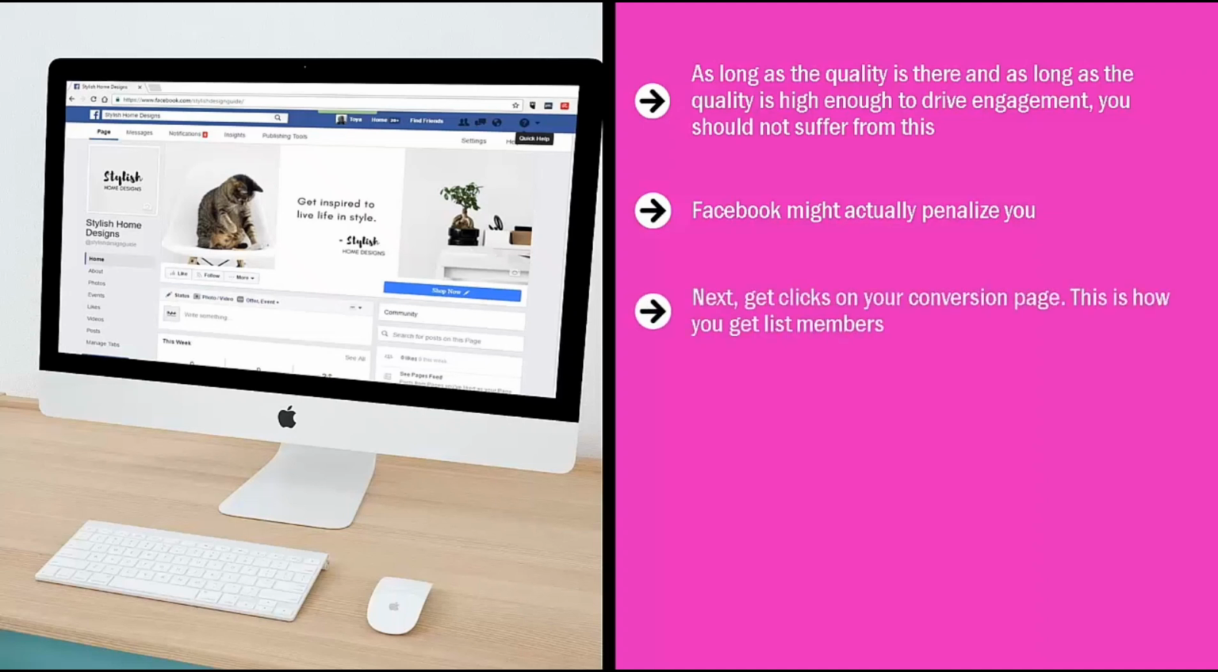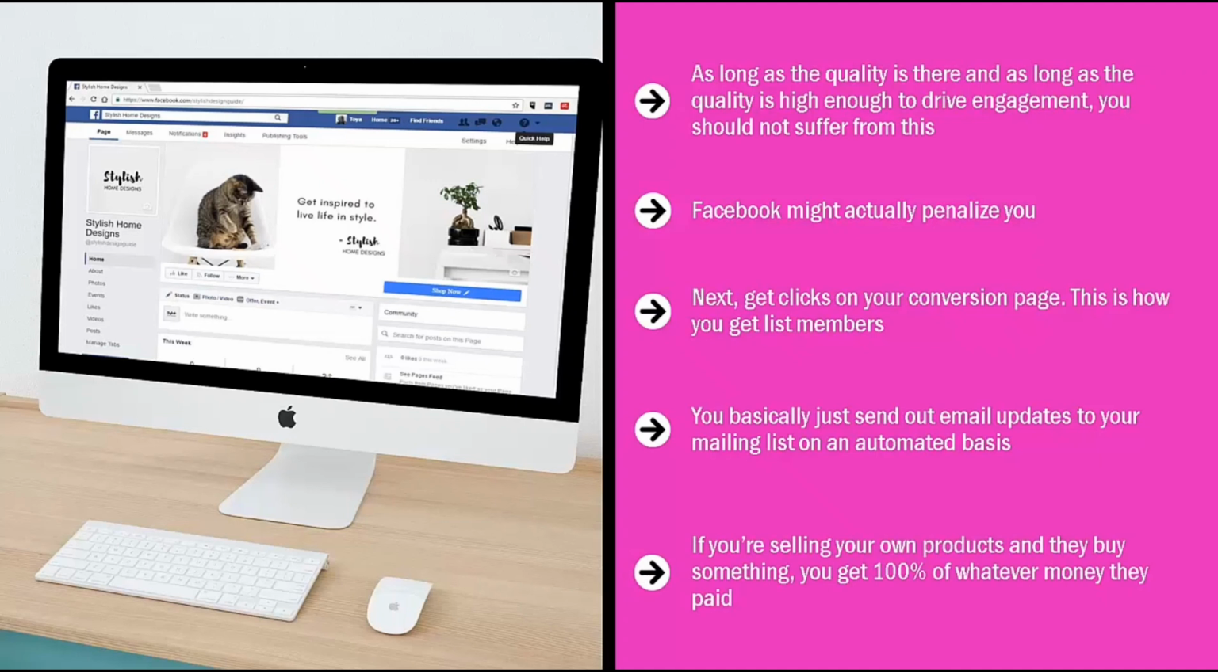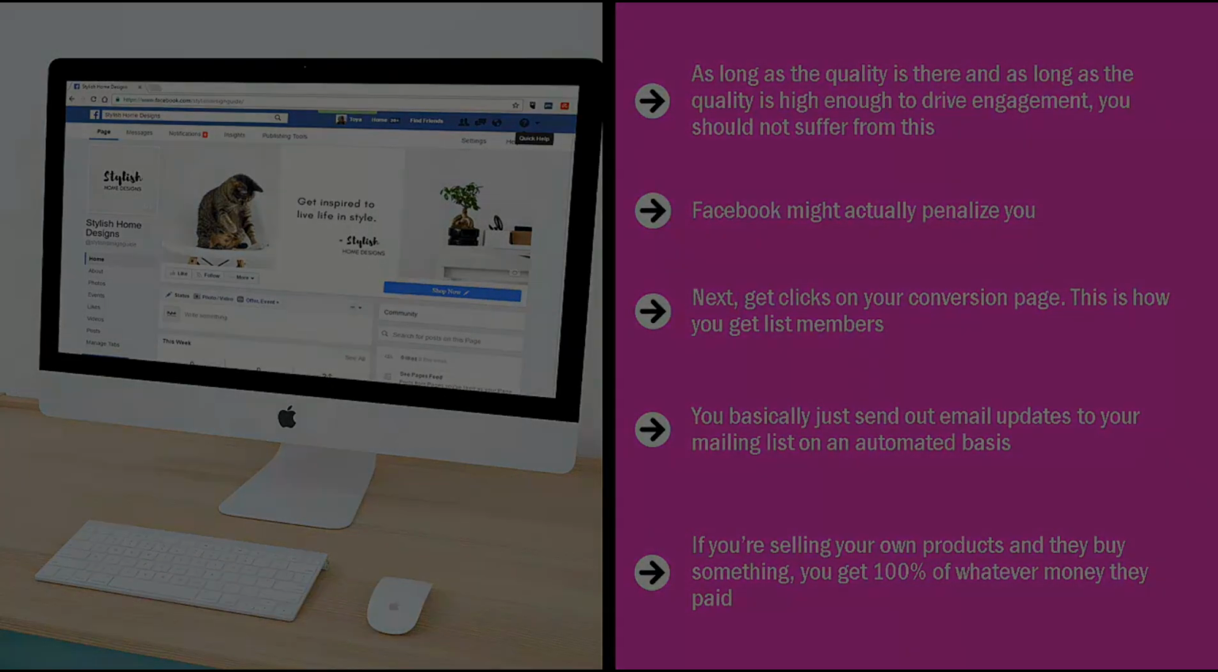Next, get clicks on your conversion page. This is how you get list members. Finally, you auto-publish your email updates and you get conversions passively. That's how you play the game. You basically just send out email updates to your mailing list on an automated basis. That's how you drive traffic to posts with ads, or you get traffic to actual sales pages when people buy something from these sales pages so you can get a commission. If you're selling your own products and they buy something, you get 100% of whatever money they paid. Map out your overall Facebook viral strategy using the sequence I described above.